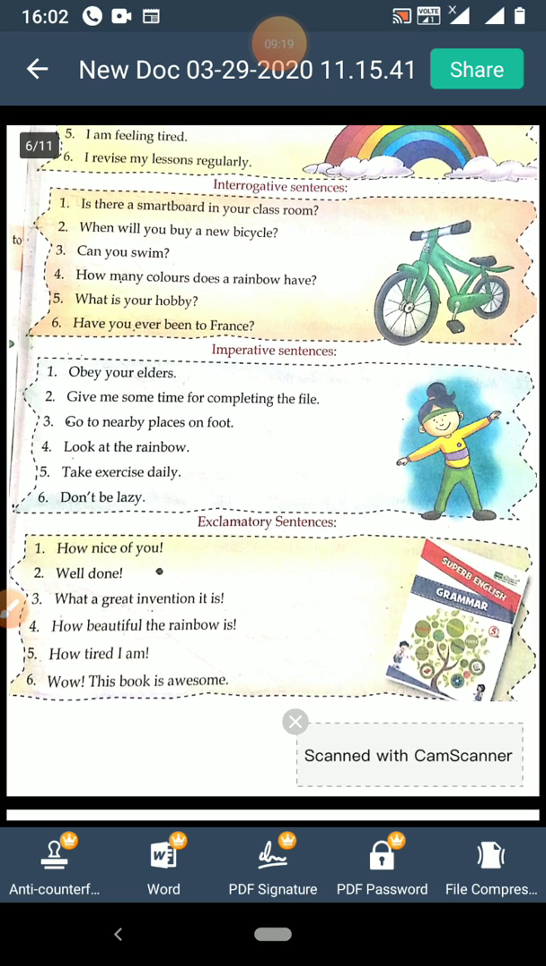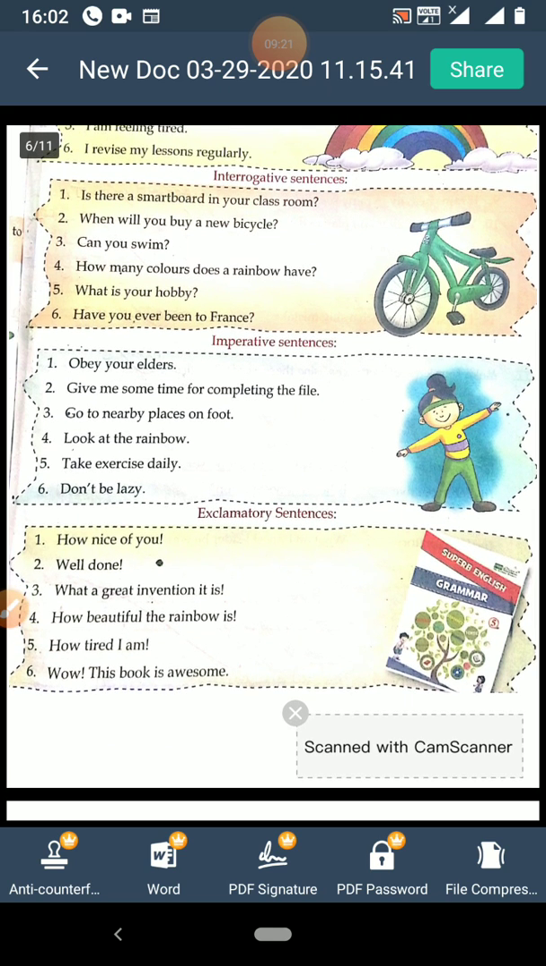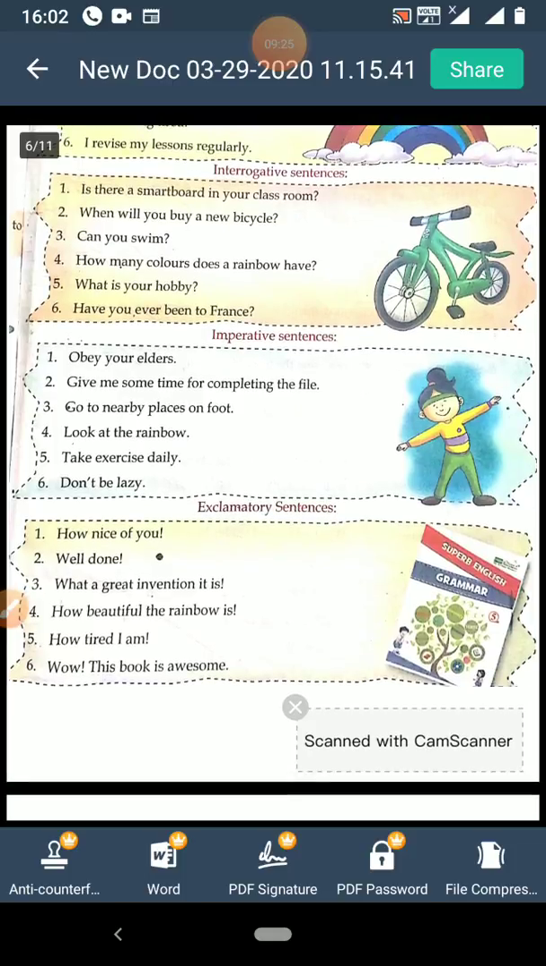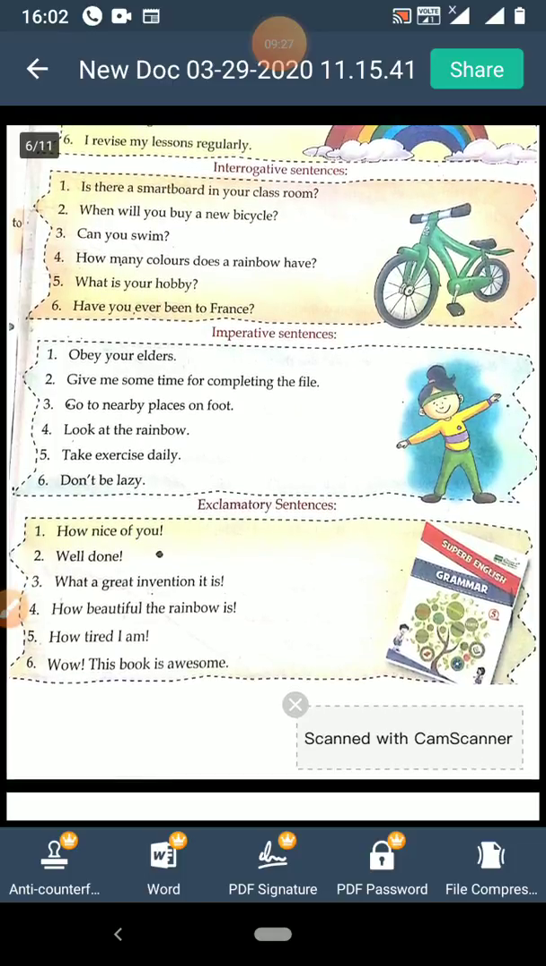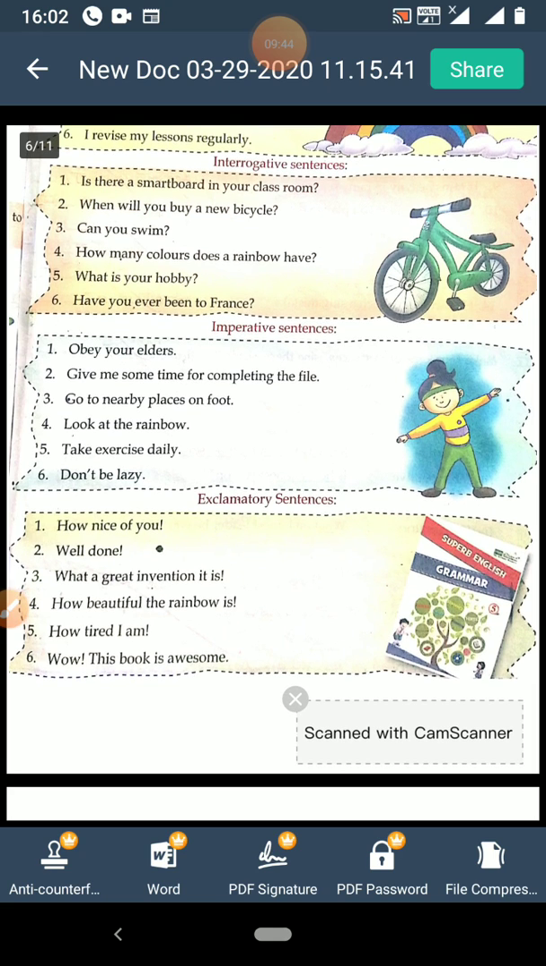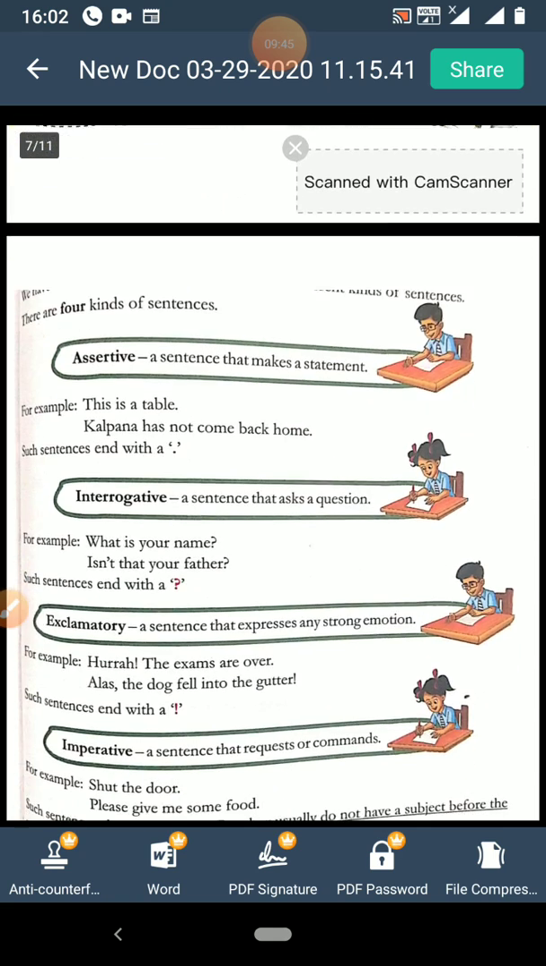Exclamatory sentences express your emotions or feelings and always end with an exclamation mark. Number one, how nice of you. Second, well done. Third, what a great invention it is. Fourth, how beautiful the rainbow is. Fifth, how tired I am. Sixth, wow, this book is awesome.